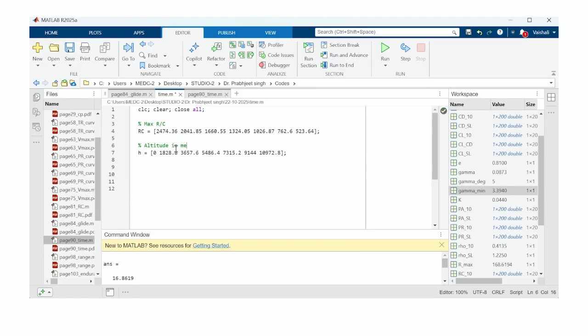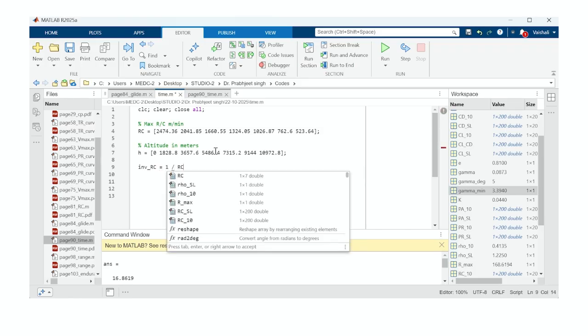Okay, altitude is in meters. The maximum rate of climb is in meters per minute, sorry, meters per minute. All right. Then we have to compute what is inverse of rate of climb. So I am writing here INV underscore RC equals to 1 divided by RC.